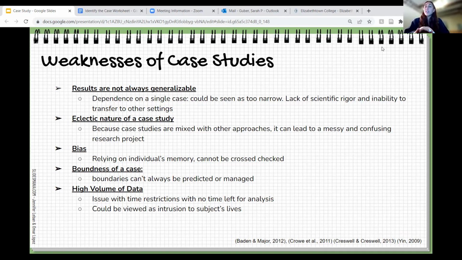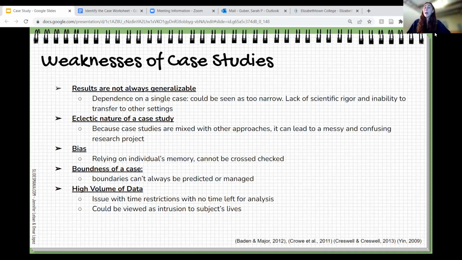And then some may say that there's a lack of scientific rigor because of the inability to generalize and transfer information to other studies. Another weakness of case studies is that they're eclectic in nature. Usually case studies are mixed with other approaches, which can lead to almost a messy and confusing project because you have so much information. There's always the potential for bias. So with a case study, if you're following a person, you're relying on their memory. And in terms of the researcher, there's bias depending on what information you decide to include.